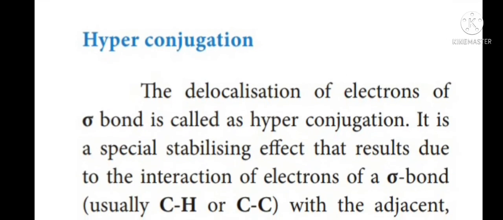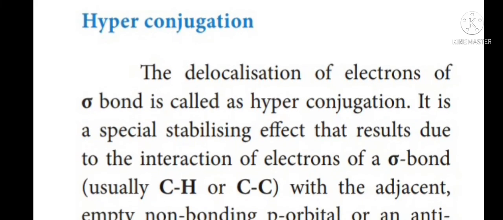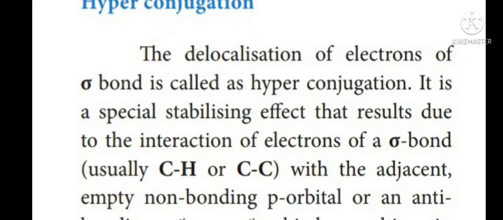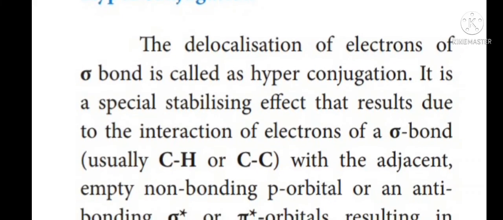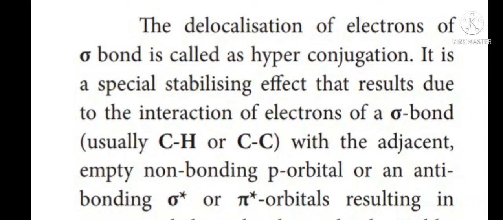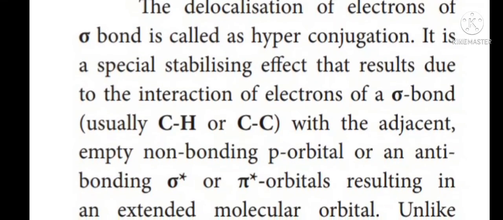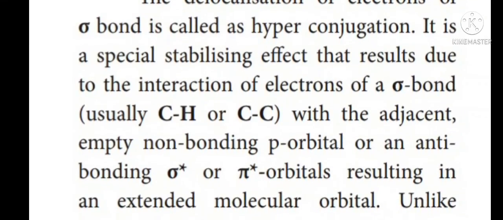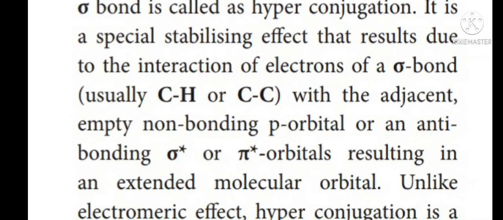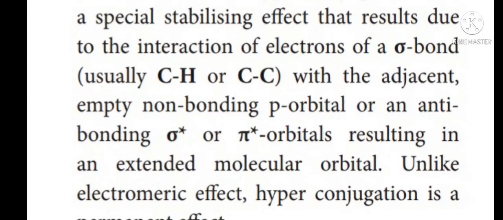Next topic, hyperconjugation. Hyperconjugation is due to delocalization of electrons of a sigma bond. It is due to interaction of electrons of a sigma bond, usually in a carbon-hydrogen bond or carbon-carbon bond, with the adjacent empty non-bonding p orbital or an antibonding sigma star or pi star orbital, resulting in an extended molecular orbital.